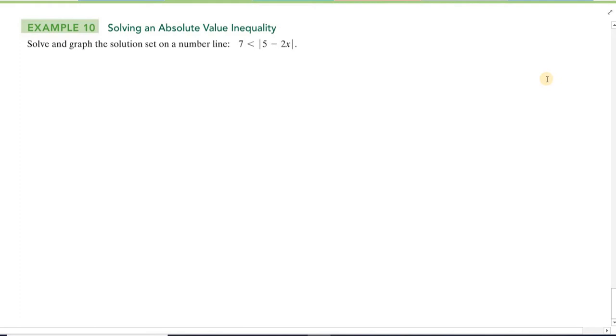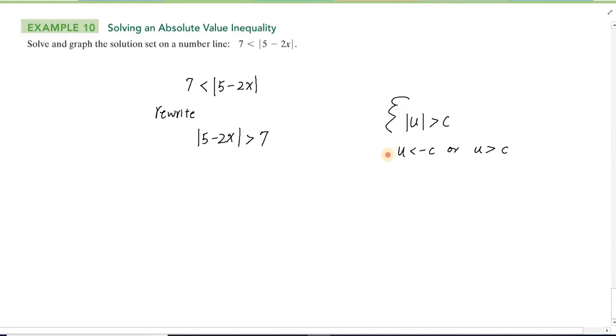Example 10, we have solving an absolute value inequality again. So for this example, I'm going to rewrite this with the absolute value on the left side, which I'm more used to. My variable on the left side, my constant to the right side. So I'm going to rewrite this as greater than 7. So I know the absolute value of u, if it's greater than c, u is less than negative c, or u is greater than c. Again, this is the rule we need to remember.